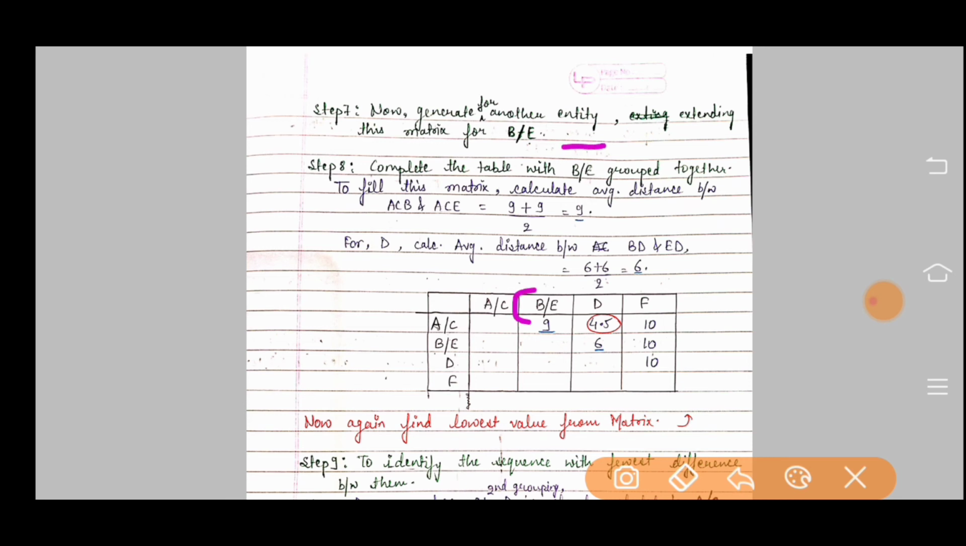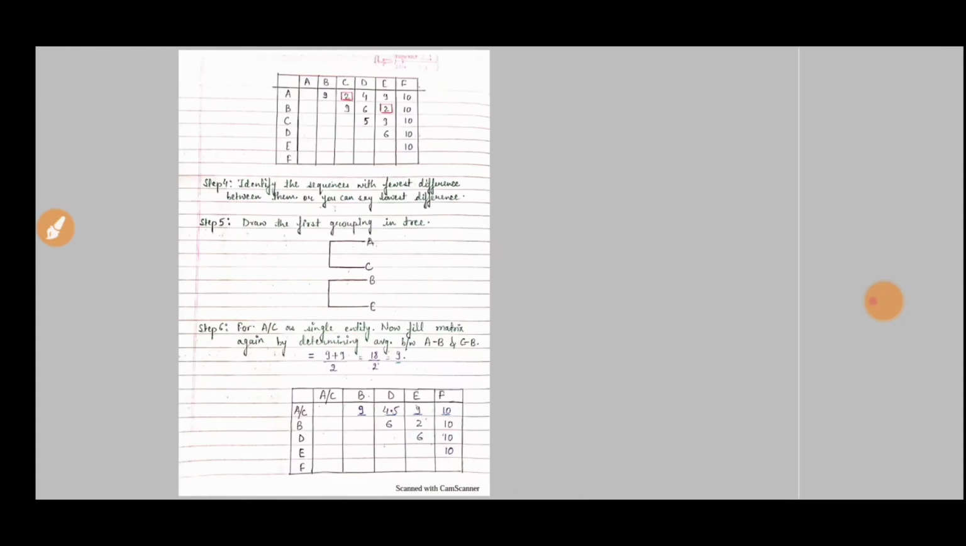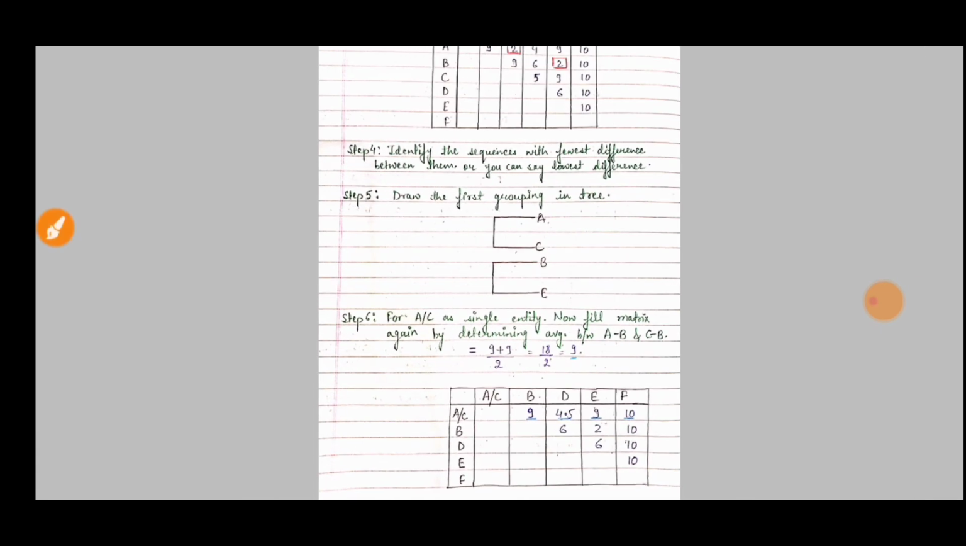Now you have to write B as group together like AC. Now complete the table with B group together. To fill this matrix, calculate the average distance between ACB and AC, as you can see, AC and B and then AC by 2. From the above matrix, ACB is 9 and ACE is 9. So 9 plus 9 by 2 is equal to 9. So here you can see that there is 9.